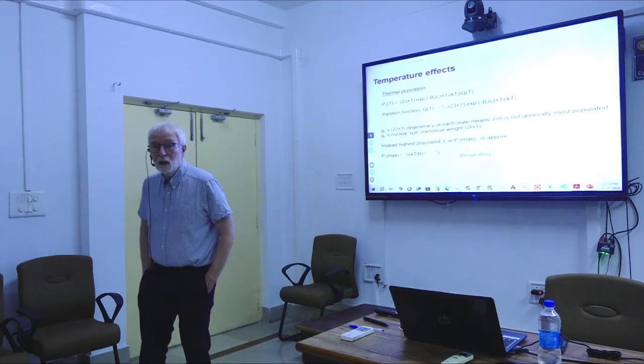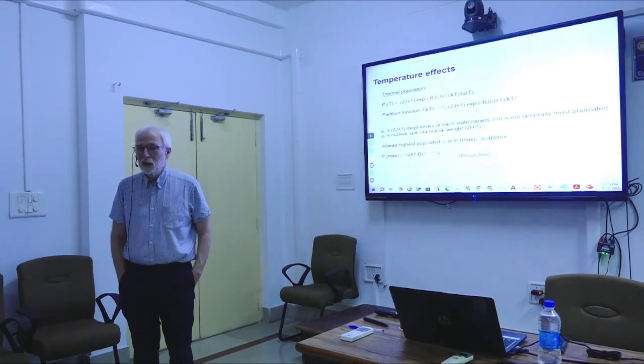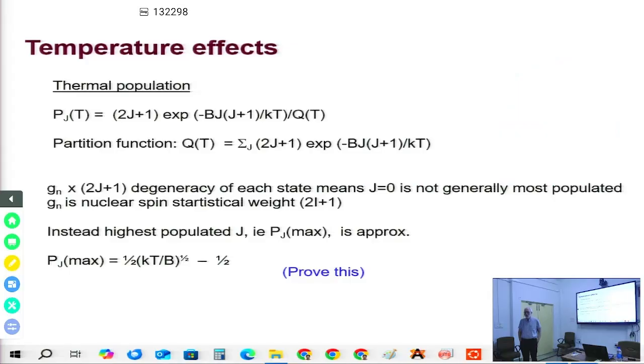Temperature effect. Normally, for those of you who've done Boltzmann statistics, no matter what the temperature is, the ground state is the most occupied level. It's not true for rotations, because you have this degeneracy factor. I already said to you that each rotational level, in the absence of a magnetic field, is 2J plus 1 degenerate. So because of this factor, the most populated rotational level of a molecule at 0 kelvin is always going to be the ground state, but at a finite temperature it is generally not the ground state.